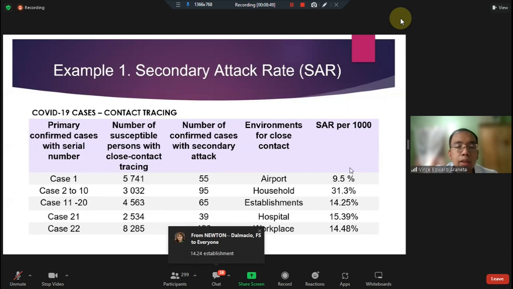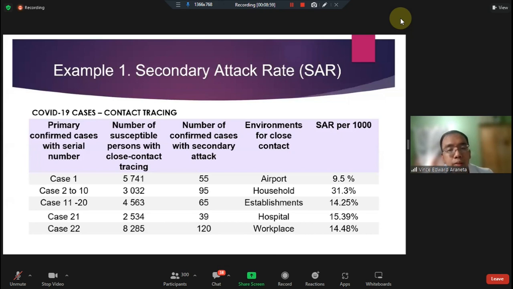Disregard the percent here. This is a typographical error. Please disregard the percentage. This is per 1,000. So 9.5 per 1,000, 31.3 per 1,000, 14.25 per 1,000. And I think there's a symbol with two circles at the bottom for the per 1,000 representation, but you can put it as per 1,000 in words.